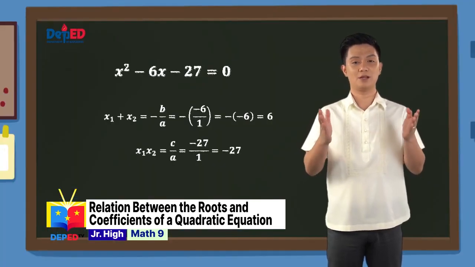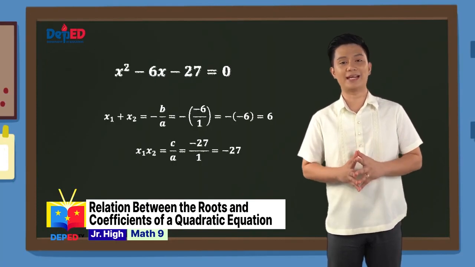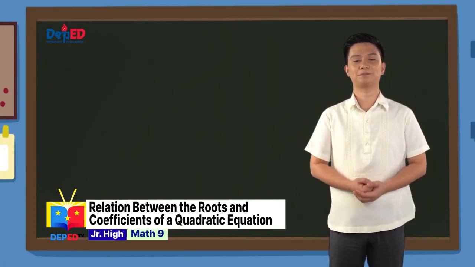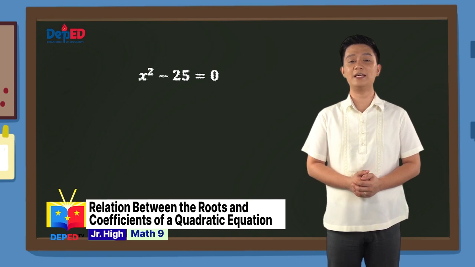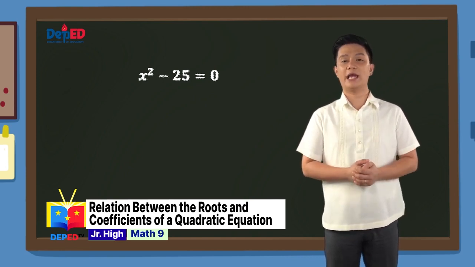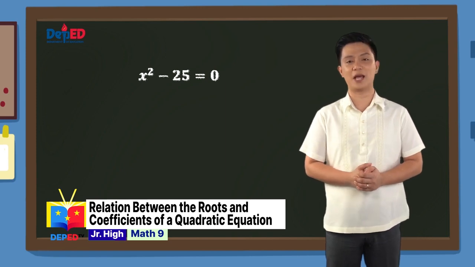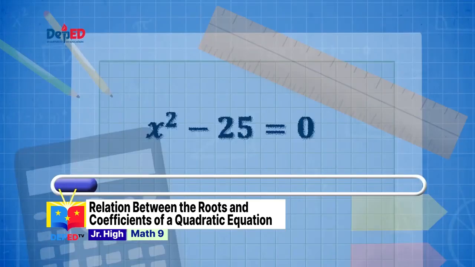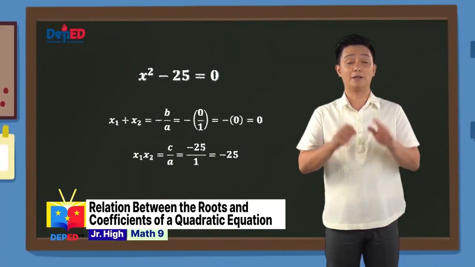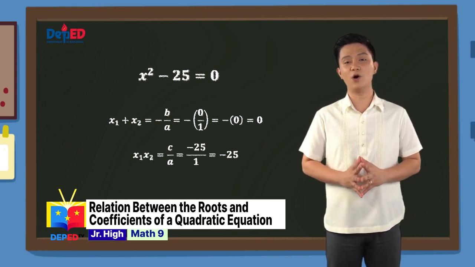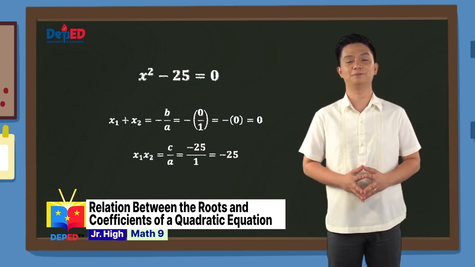And time is up. The sum is 6, while the product is negative 27. Equation number 2. X squared minus 25 equals 0. Find the sum and product of the roots in 15 seconds. Go! And freeze. Sum is 0 and the product is negative 25.